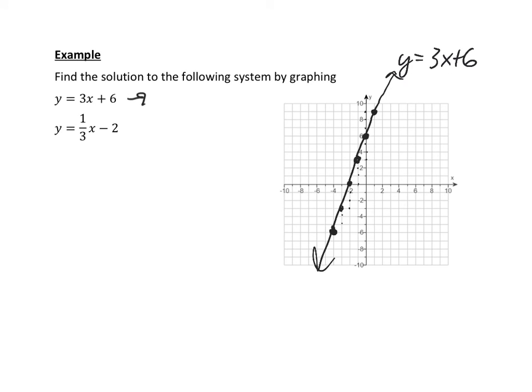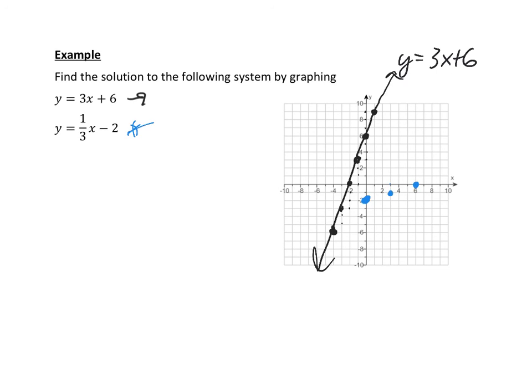Okay, let's move on. I'm going to do this one now in blue. The y-intercept there is negative 2. 1 over 3 for the slope. So rise 1, run 3.